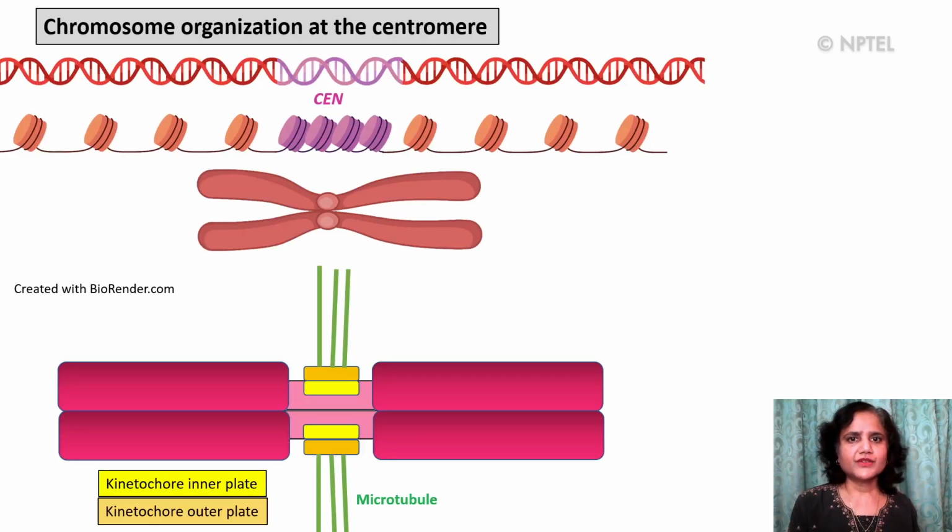Here's a depiction of a metacentric metaphase chromosome and its organization. So as already explained, in the middle is the centromere flanked by the arms, chromosome arms on each side. And so here is where the centromeric DNA would be, and it forms a primary constriction.